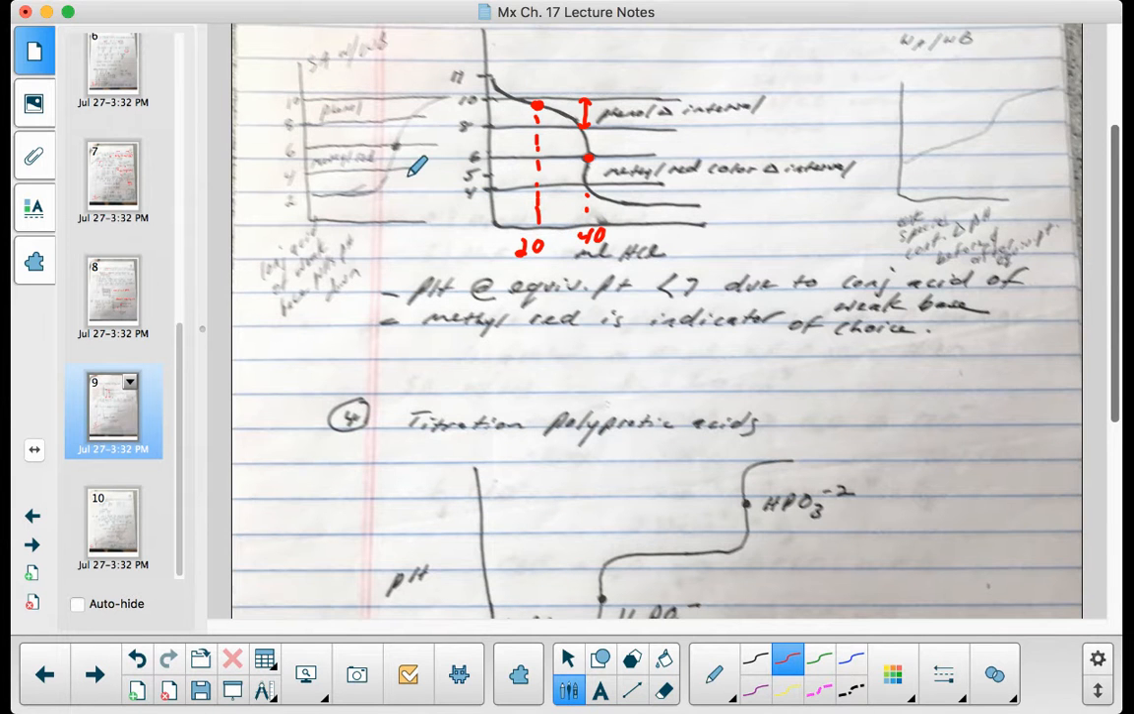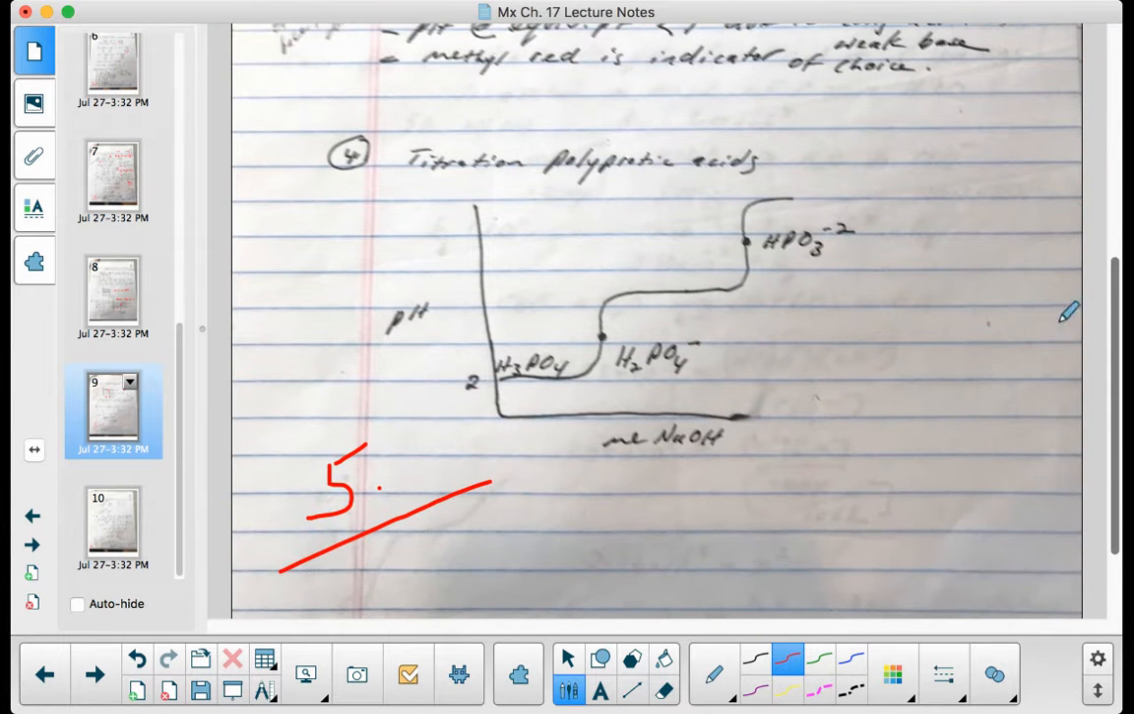This is just another strong acid, weak base. This one is a weak acid and a weak base. Weak acid, weak base has kind of a weak pH curve, and that's what it would look like. And then we can also show titration of a polyprotic acid, which is an acid that releases more than one hydrogen ion. So you would get 2 spikes in that.